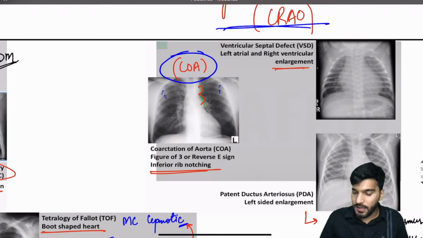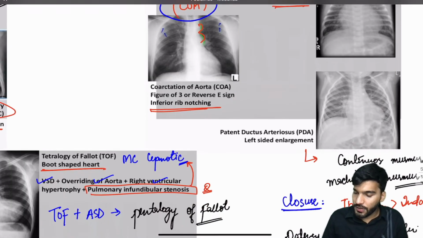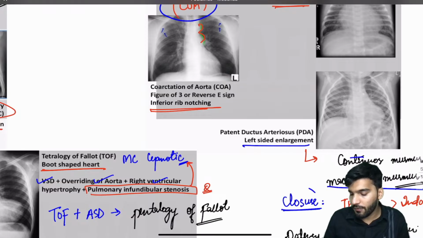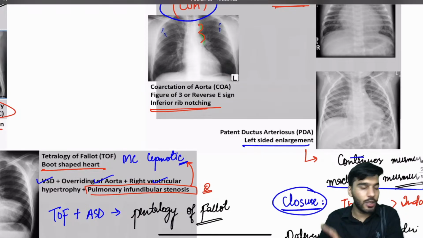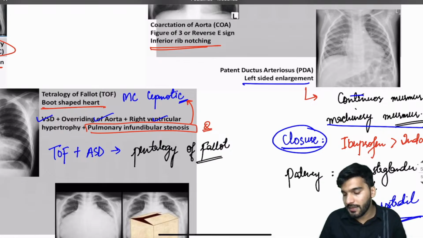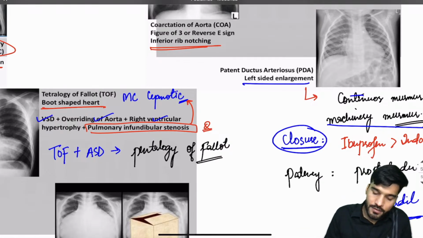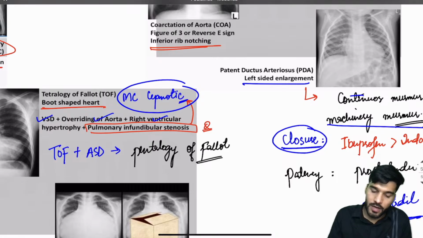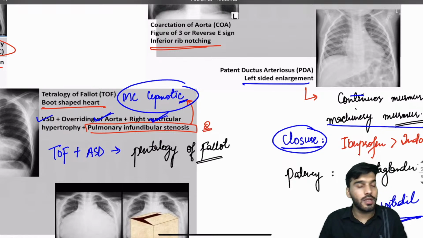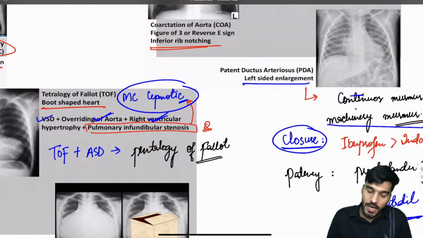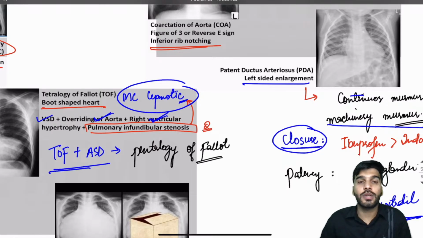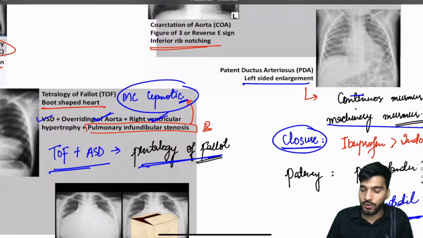Okay, patent ductus arteriosus, remember there is a left side enlargement. Continuous murmur or machinery murmur is seen. For closure, we use ibuprofen, then indomethacin. For patency, prostaglandins, alprostadil. Tetralogy of Fallot, which is the most common cyanotic heart disease, has 4 features: VSD, overriding of aorta, right ventricular hypertrophy, and pulmonary stenosis. The more the pulmonary stenosis, the more a patient will have cyanosis. And if ASD is added to the tetralogy of Fallot, it becomes the pentalogy of Fallot.